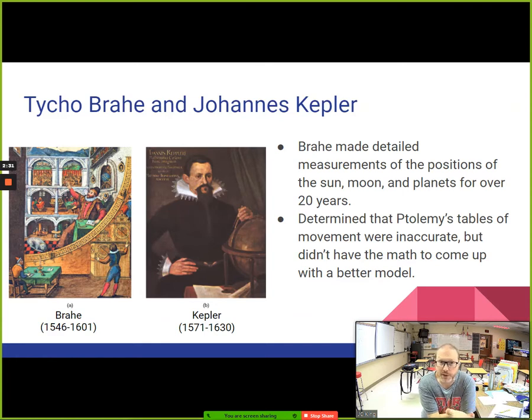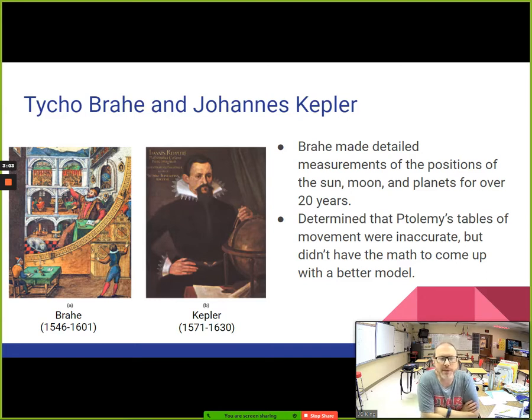Now this is before telescopes, and so all of his observations he made by eye, but he made these absolutely gigantic devices for measuring angles just using the naked eye. And he spent about 20 years making very detailed observations of the movement of the planets, the movement of the sun, the movements of the moon, just night after night, 20 years worth of observations.